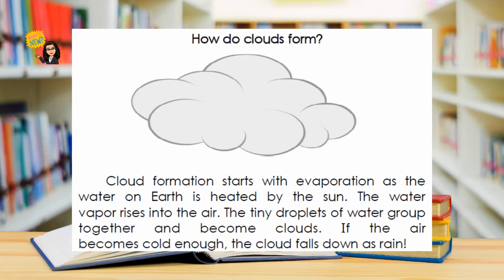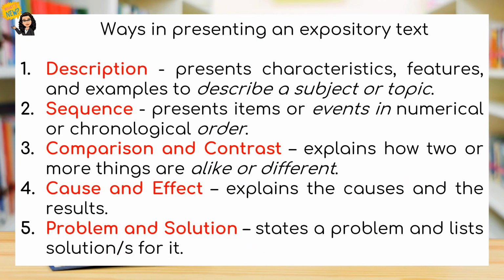The paragraph tells how clouds are formed. The details and process on how they are formed are presented. This kind of paragraph that gives information is also known as an expository text. There are 5 ways in presenting an expository text. These are description, sequence, comparison and contrast, cause and effect, problem and solution.